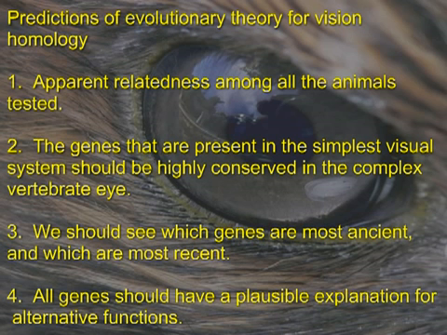If the modern theory of evolution is true, I would expect to see relatedness among all the animals tested. I would also expect to see that genes that are present in the simplest visual system would be highly conserved in the complex vertebrate eye. We should also be able to tell, based on the accumulation of heritable changes, which genes are most ancient and which are most recent. We should also be able to find plausible alternative functions for the ancestors of the visual genes.